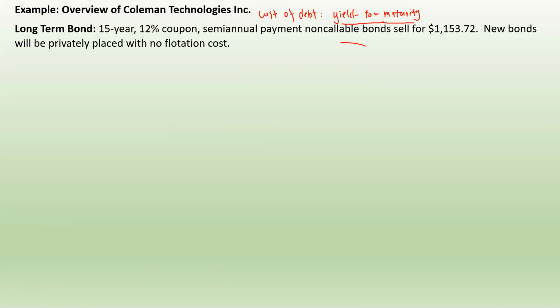And when they use preferred stock, that is RP for preferred stock, and then for common stock, which is RS, remember, this RS is the required rate of return.